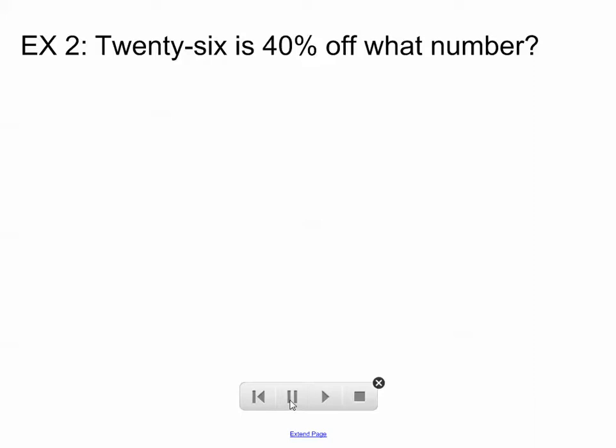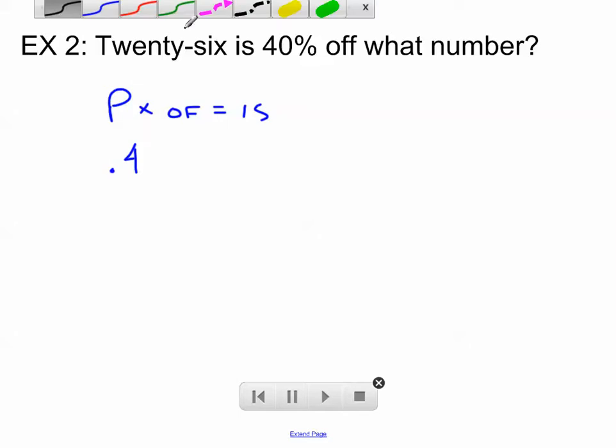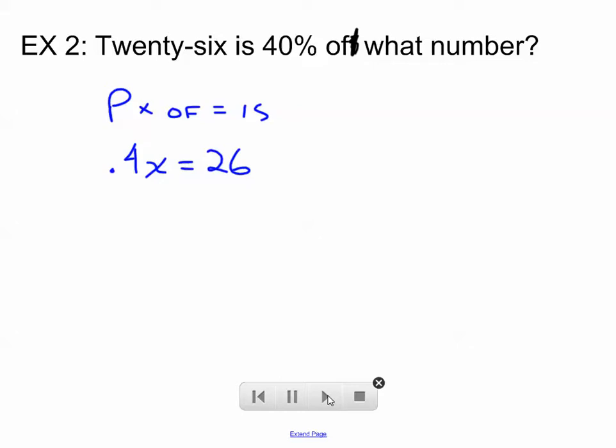26 is 40% of what number? Here's the percent equation. Percent times of equals is. 40%, that's obviously our percent. We'll write that as a decimal, 0.4. What's our of? We're being asked of what number? So that's our variable. And the is would be 26. Divide both sides of this equation by 0.4 and we'll get x, which is 65. 26 is 40% of 65.